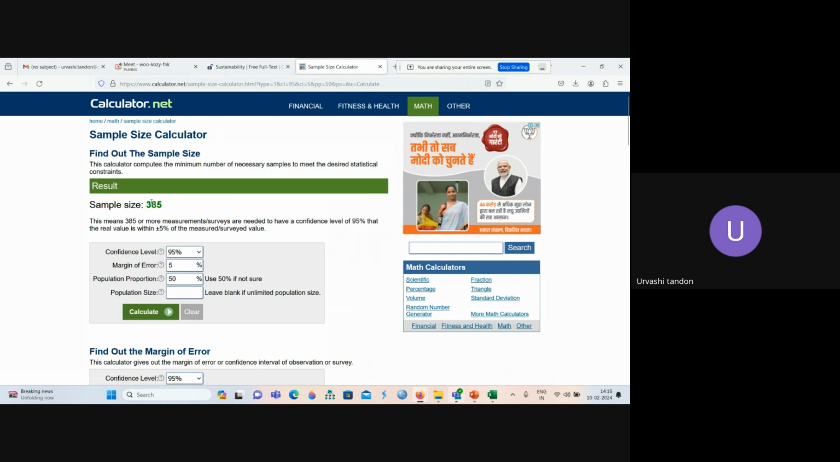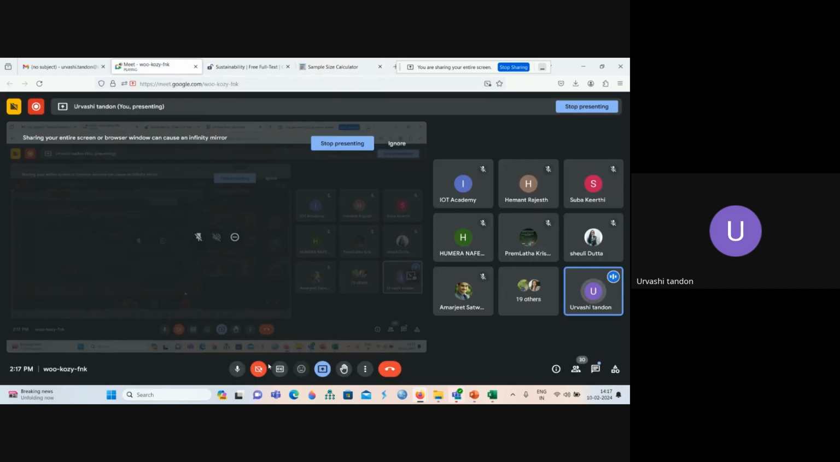sample size is 385. Let's say I want to increase the confidence level to 99.9% in case I want to test a drug. Then calculate the sample size. 1083 is the sample size. It's very easy to calculate, no? Let's say you're doing some research on arts or design where not much accuracy is required. So you say calculate. So 273 is the sample size, right? So this is the sample size calculator, very easy to calculate. You can calculate the sample size from here also.